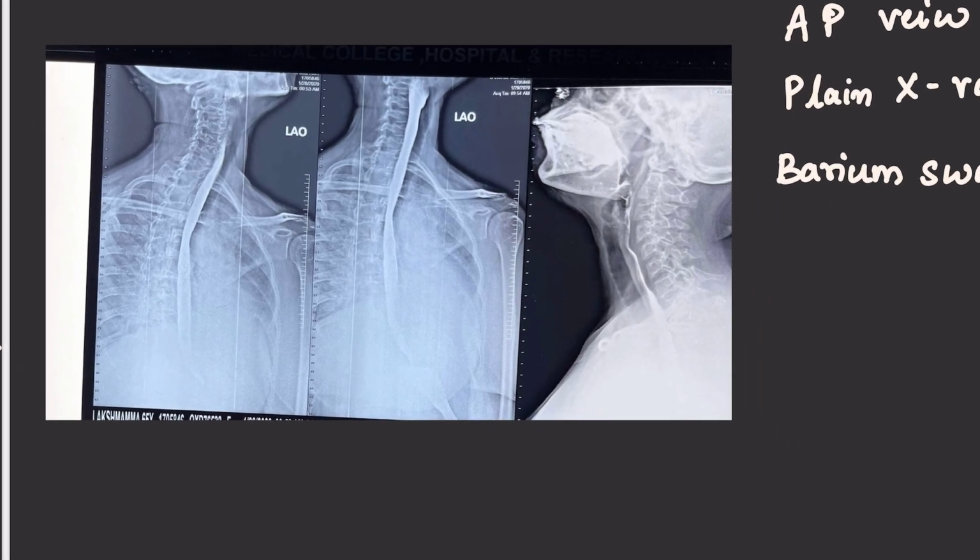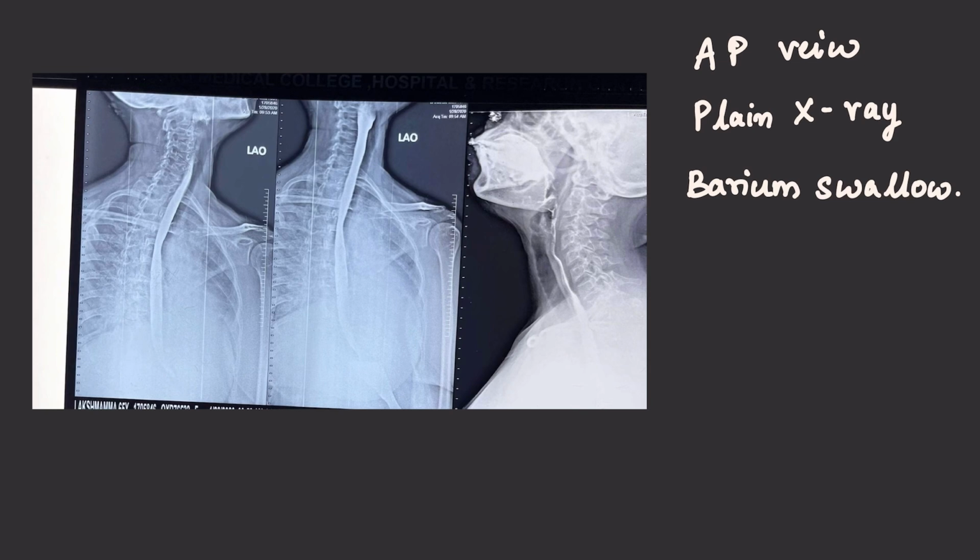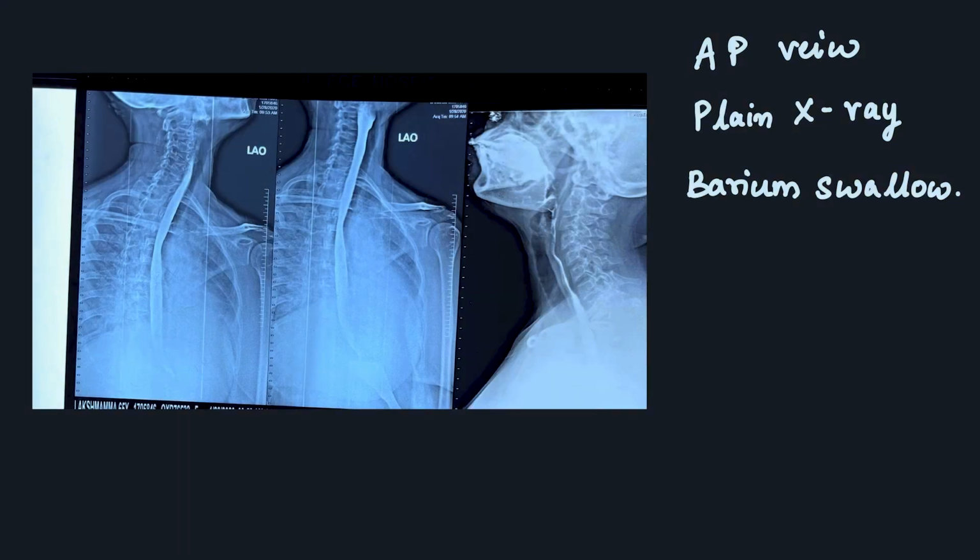So this one is a barium swallow. You can see over here, the clavicle is horizontal, so it is AP view. It is a plain x-ray, and again barium swallow. So one more thing the examiner might ask is, why barium? What made us use barium over here?